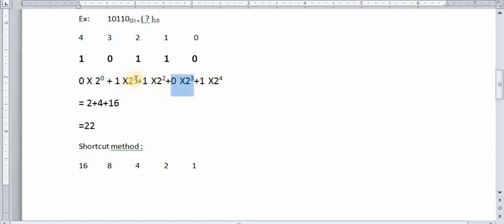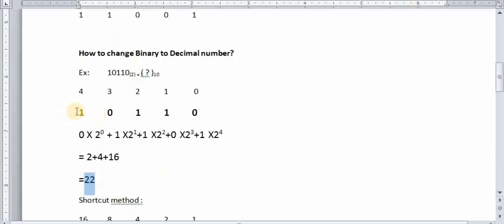Now 1 into 2 to the power 1 will be 2, and 2 square into 1 will be 4, and 2 to the power 4 will be 16. The sum of all these numbers, 16 plus 4, 20 plus 2, 22. So this binary number is equal to 22 as a decimal.